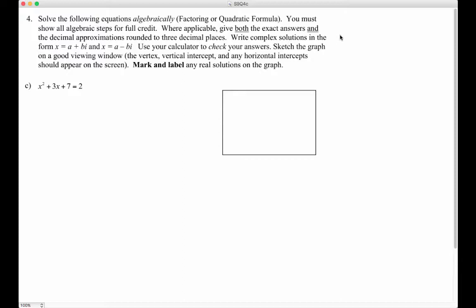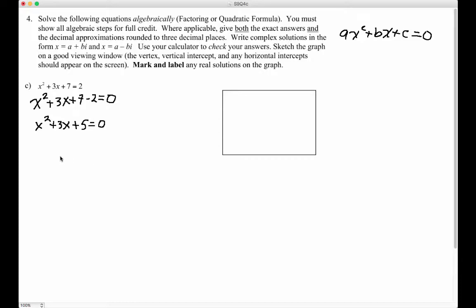Again, as usual, we need to write it in the form of ax squared plus bx plus c equal to 0 before we go any further. So let's do that. We've got x squared plus 3x plus 7 minus 2 equal to 0, and I'm going to subtract 2 from both sides. Or better, I could have gone straight to x squared plus 3x plus 5 equal to 0. I'm already suspicious that there are going to be no real solutions, because I see that the y-intercept is at (0, 5), which says pretty likely this thing doesn't cross the x-axis.